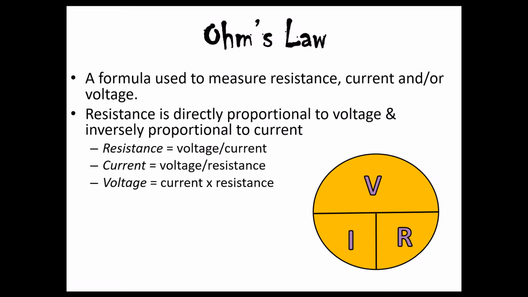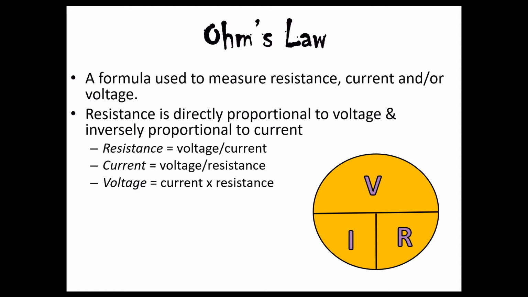All right, so here's our new formula. Voltage equals current times resistance. And remember, if you use the pie chart with me, you know that the horizontal line that divides voltage by current and voltage by resistance is the division line. And the vertical line that separates current and resistance is the multiplication line.